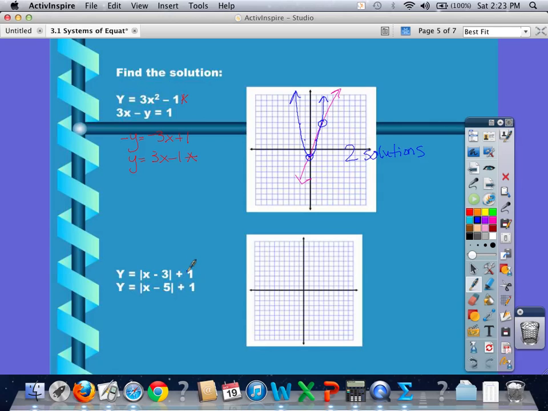So it's going to be shifted up 1. And then it's going to go to the right 3. So up 1 and shift it to the right 3, and that's where we start. All right, so that has a slope of 1.